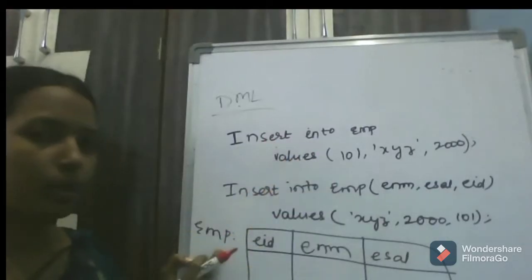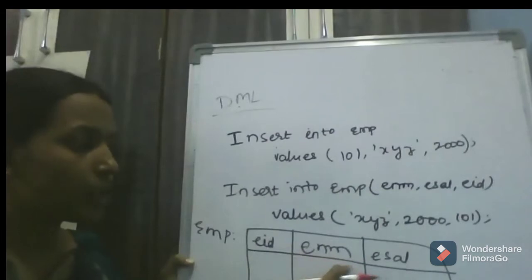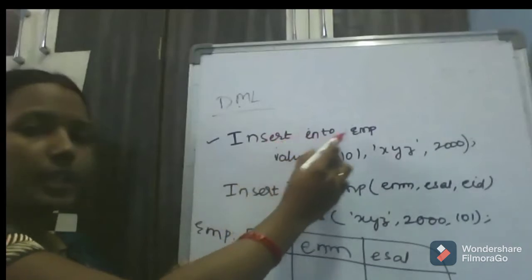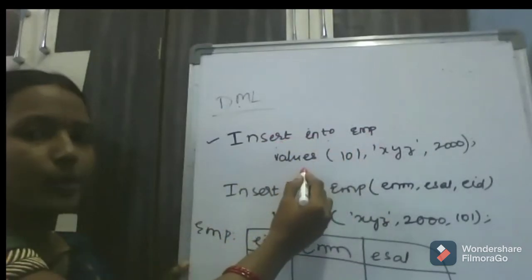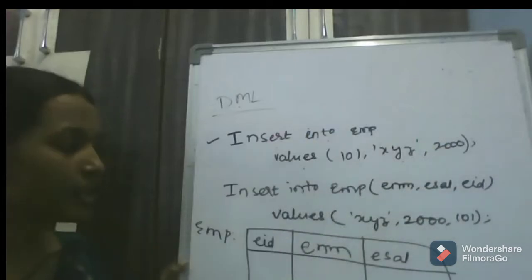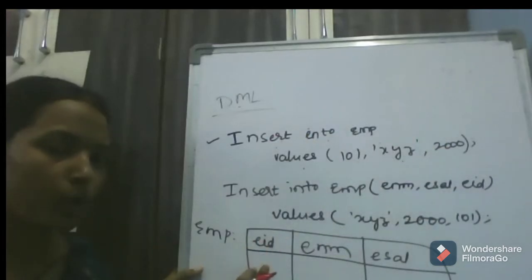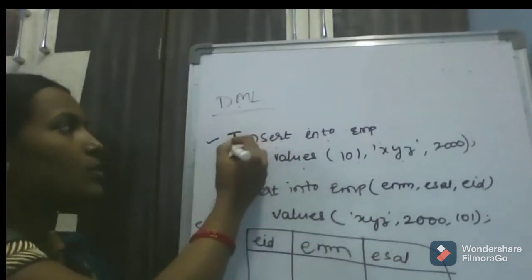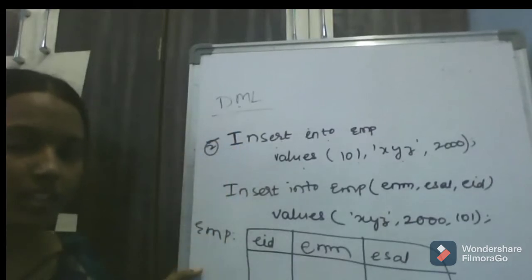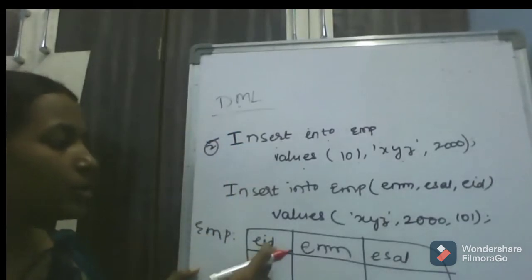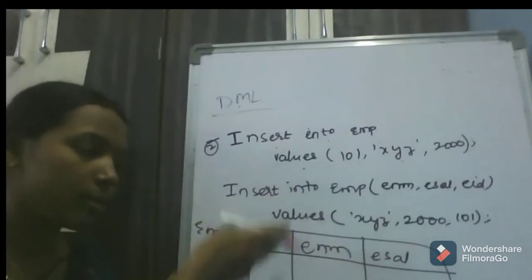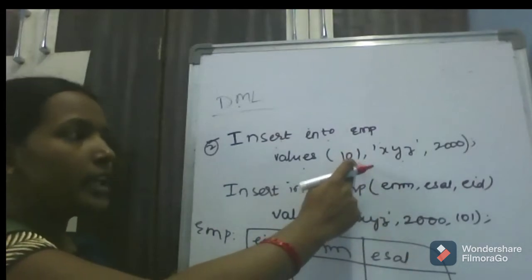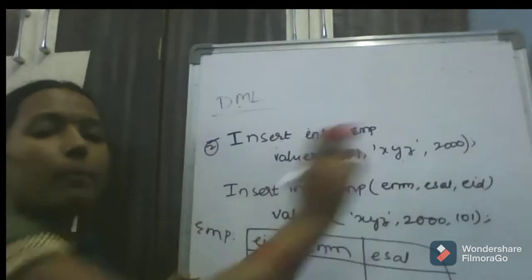I have created a table, employee: employee ID, employee name, employee salary. Now, see the second syntax, insert into employee values 101, XYZ, 2000. What order do I have in the table? First employee ID, then employee name, then employee salary. If you are using this syntax, you have to remember the column order. First employee ID, then name, then employee salary.